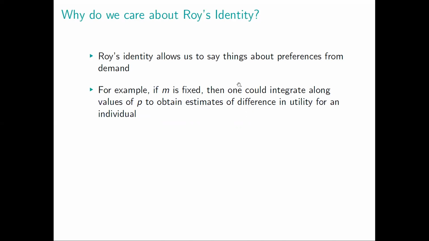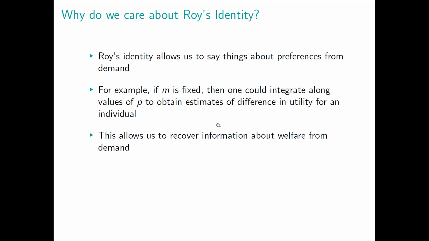So for example, if m is fixed, then we could integrate along values of p to obtain estimates of differences in utility for an individual. We'll be able to just integrate along this path, and this will tell us something about changes in welfare. Integrating along this path, we just need to observe demand in order to find the changes of welfare. So this allows us to integrate over an observable thing in order to say something about unobservable indirect utility. And again, this allows us to recover this information about welfare from just demand functions.